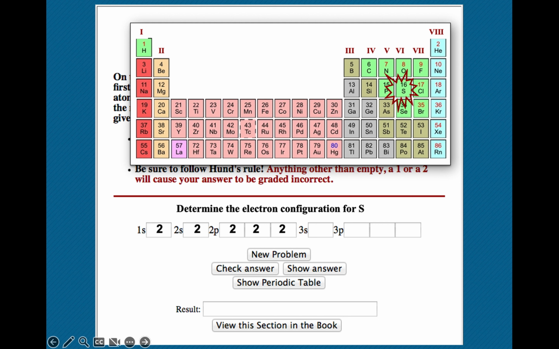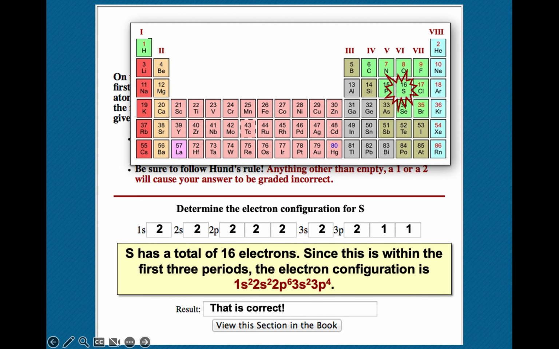The 3s, that's full. And the 3p, we have 1, 2, 3, 4. So we would start off with 1 each, and then we would change this to a 2. On an exam, once again, this is what you would write. Now, Blackboard is slightly different. You don't have to do the 2, 2, 2. You do 6. Looks something like this.